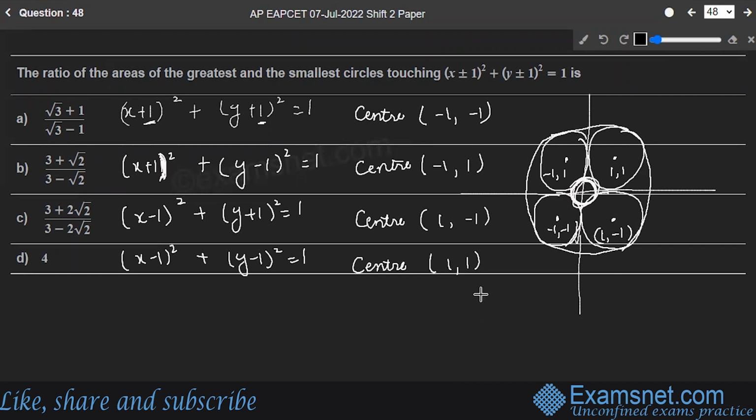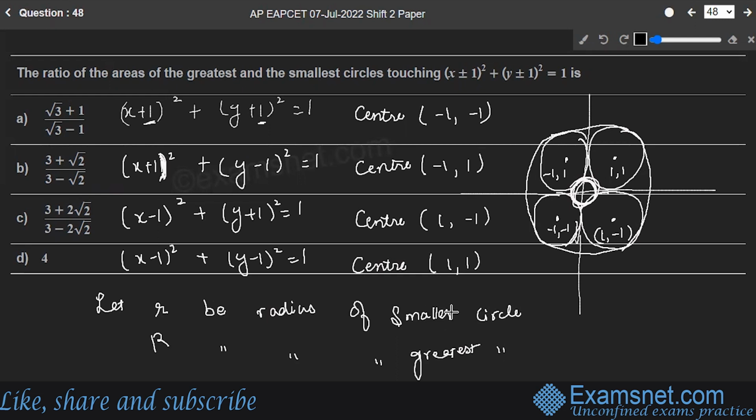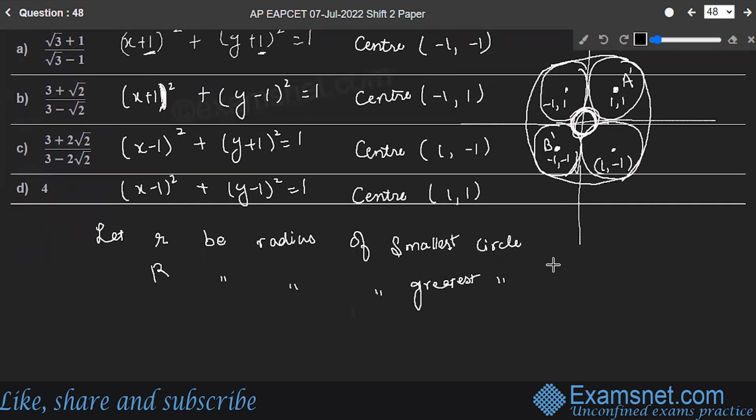Right. Now I can say let r be the radius of the smaller circle and capital R be the radius of the greatest circle, smallest circle and the greatest circle. Right. So now if I look at the lines, look at the length of it. If I'm taking these points as A' and B', so what can be the length of A'B'?